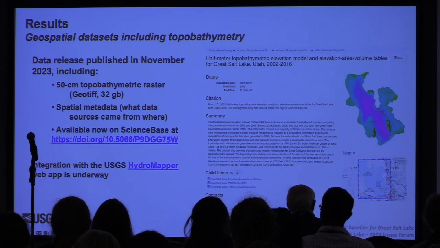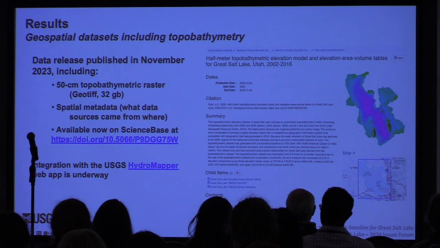And so as part of that data release, the 32 gigabyte raster is available, as well as the spatial metadata, which shows exactly where the data comes from for the entire data set. And we are in the process of integrating all this data in with the USGS Hydromapper. We've got some preliminary tie-ins with that, but there's going to be a lot more functionality moving forward.